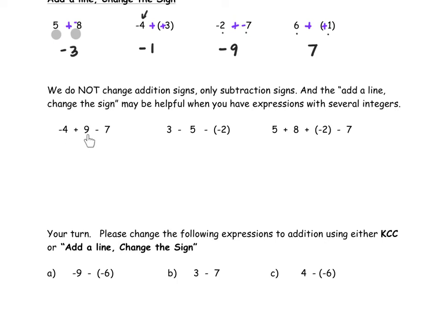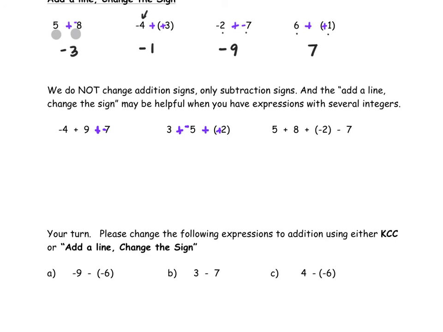I'm just going to skip right to where I see a minus sign, and I'm going to change that minus by adding a line, and I'm going to change the number behind it. So now let's look at what's coming up. We have 3 minus 5 minus negative 2. So I'm going to have to change 2 of those. I'm going to start with this first minus, add a line, make it a plus, and change the number behind it. I'm going to do the same thing for the second minus, add a line, and change the sign of the number behind it.